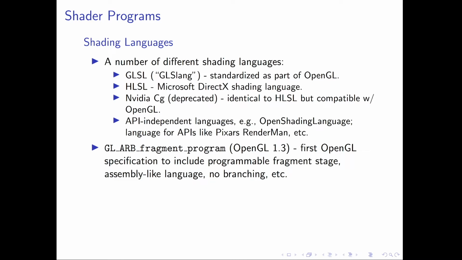There are also API-independent languages, like for instance the Open Shading Language, which doesn't serve as an extension to OpenGL or DirectX, but rather as an independent shading language that people can use in their own applications. When you write a ray tracer or in general a rendering application, then you can use Open Shading Language to perform modifications that influence how materials look, etc. And there are also languages that are very specific to APIs, like for instance Pixar's RenderMan, which has its own shading language. So there are a bunch of different shading languages.